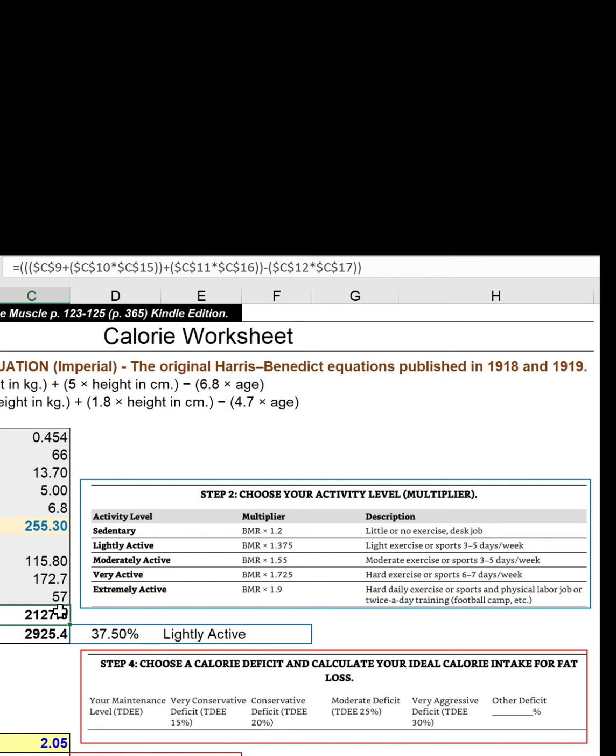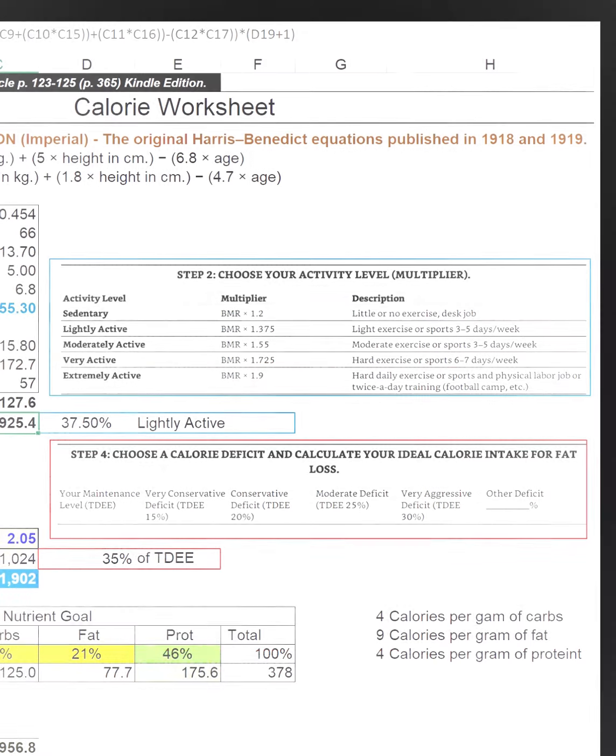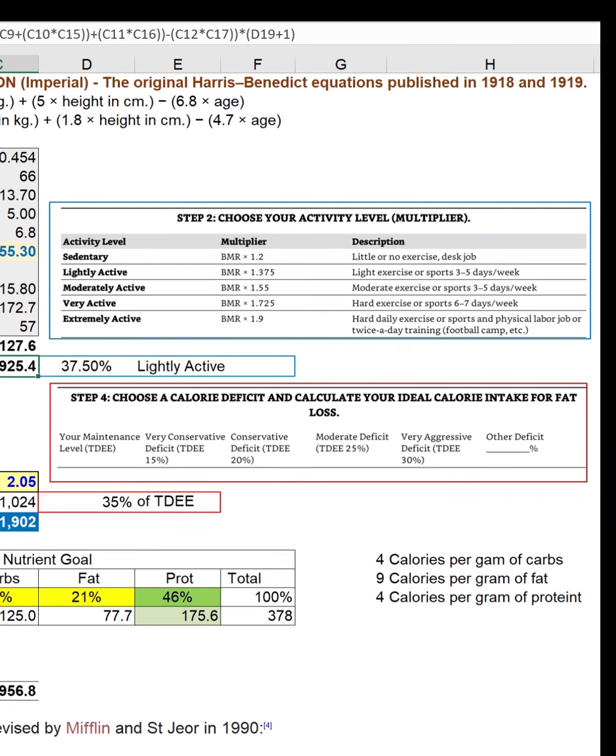Once we have the BMR calculated, we determine our total daily energy expenditure by using one of these multipliers. That's step 2. So for me, for now, I have lightly active, which would multiply my BMR times 1.375 to determine my TDEE. So the next step is to calculate what is the calorie deficit that we want to have.